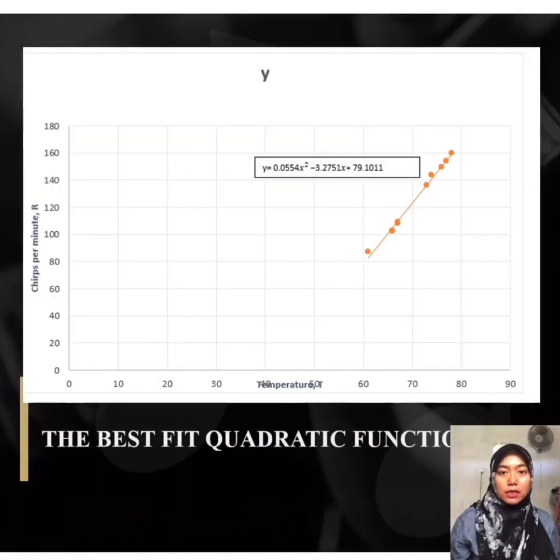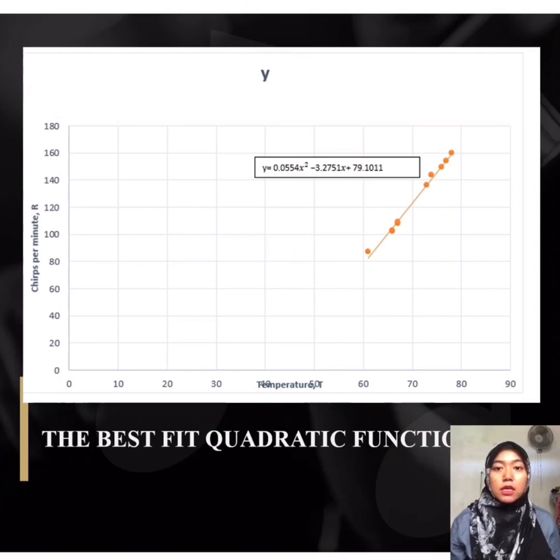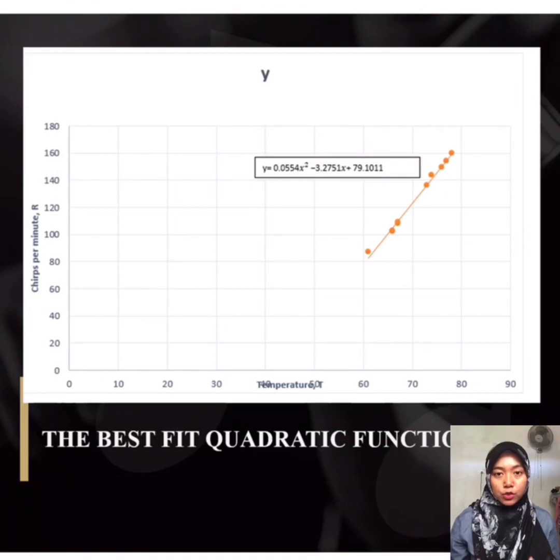Next, this is the best fit curve for the quadratic function. The x-axis is temperature, meanwhile the y-axis is chirps per minute. The plots are close to each other but also a bit far apart, which is exact but not accurate.